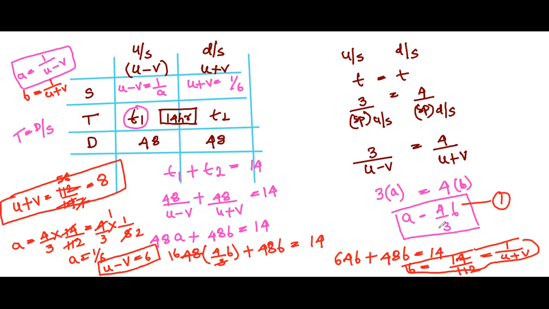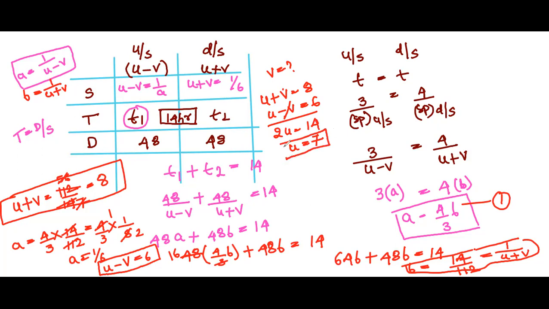Then what in the problem they are asking? They are asking you to find out what is the v value. Simplify this one, very easy now. So u plus v is equal to 8 and also u minus v is equal to 6. If you add the equations, you will get 2u is equal to 14. Then u is equal to 7.